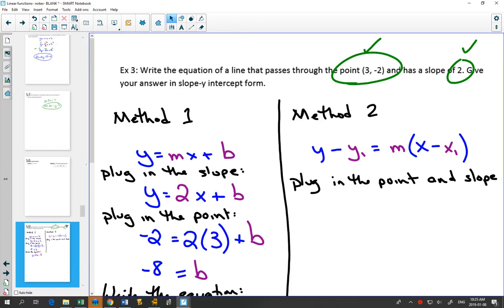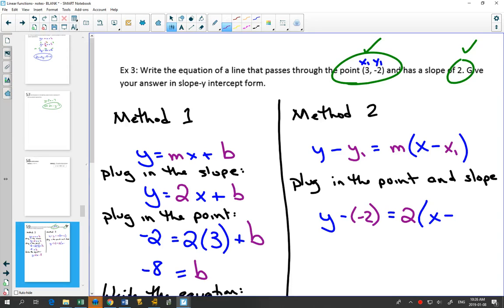If I do that, maybe above my point I will write x1 and y1, just so I make sure I plug in the right values in the right place. Y minus, and anytime you put in a negative value, I like to put it in brackets just to make sure that we don't screw up on our signs, equals m, which is 2, x minus 3. So we plug in our slope and we plug in our point, and we labeled above our point so we make sure that the negative 2 goes in the right spot and the 3 goes in the right spot.